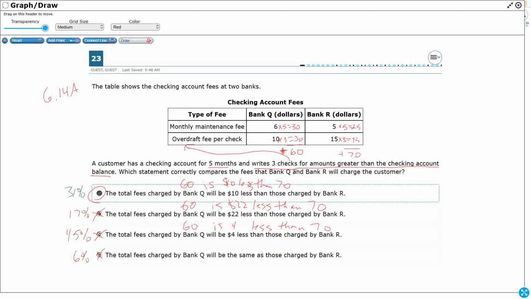So what is it about C? The total fees charged by Bank Q is $4 less. Okay, well, that could work if you possibly only calculate for 1 month, but we need to calculate for 5 months. So that's not necessarily what we need there, because we need to calculate for all 5 months rather than just the 2 months.